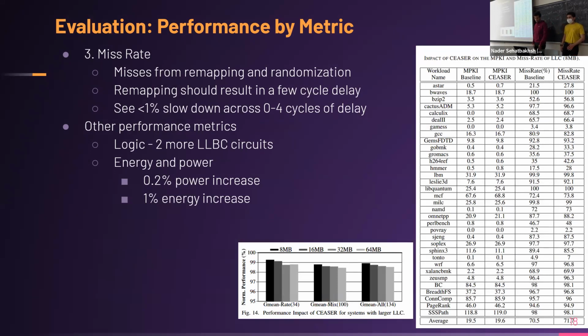And then the final thing, any other performance metrics or any other overhead. As far as logic is concerned, it's slightly more complex because we're using 2 more low-level block cipher circuits. So it adds a little bit more in terms of transistors to the design. But in terms of the actual CPU, that's fairly minor. And as far as energy and power is concerned, there's a 0.1% or 0.2% power increase and a 1% energy increase, which is negligible overall for the security benefits.